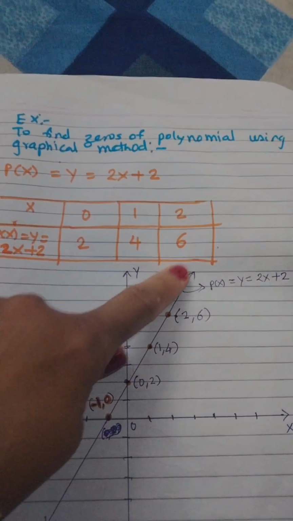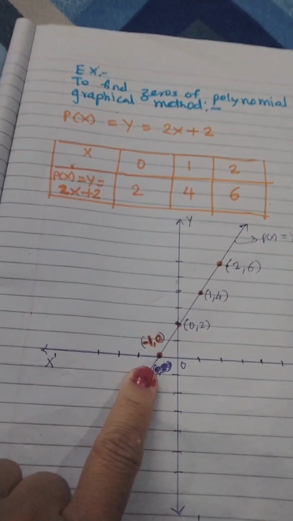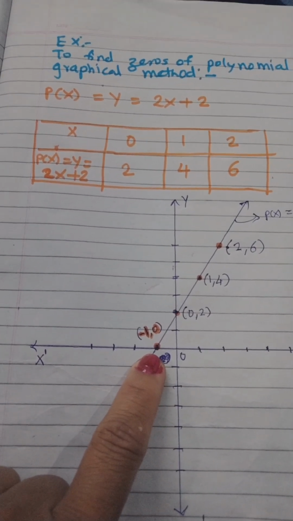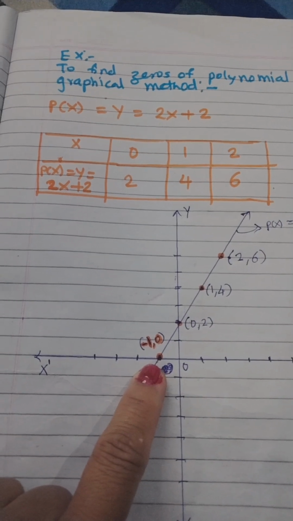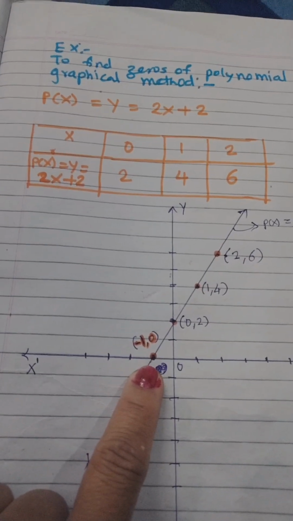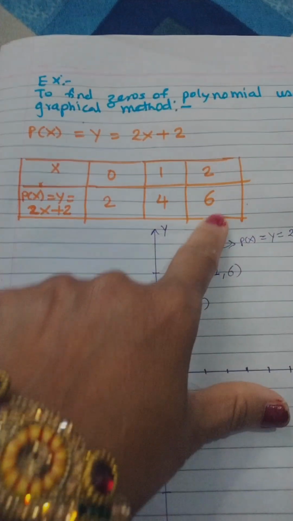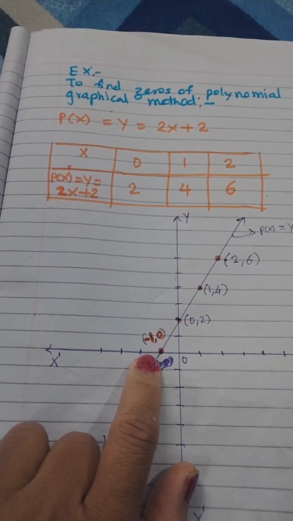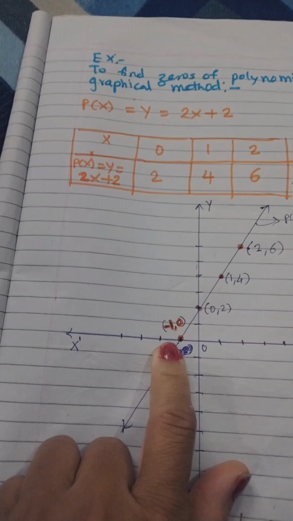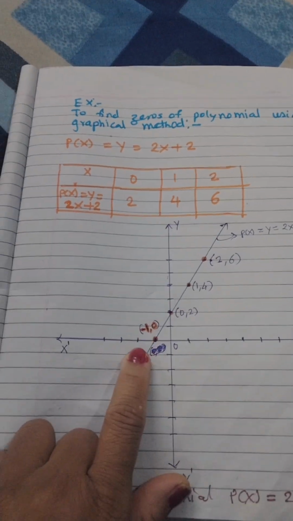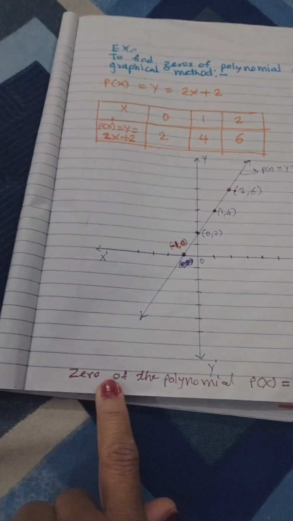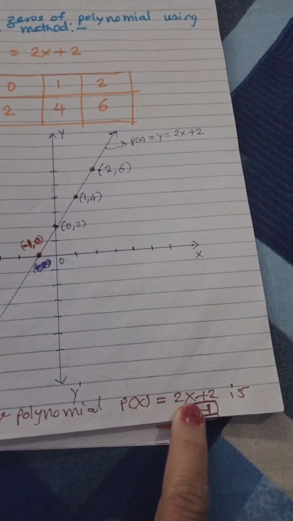Now this straight line graph intersects the x-axis, or we can say the x-intercept is minus 1 here, because this graph intersects the x-axis at x equal to minus 1. The x-intercept is x equal to minus 1 here. So x equal to minus 1 is the 0 of the polynomial. Therefore the 0 of the polynomial p of x equal to 2x plus 2 is minus 1.